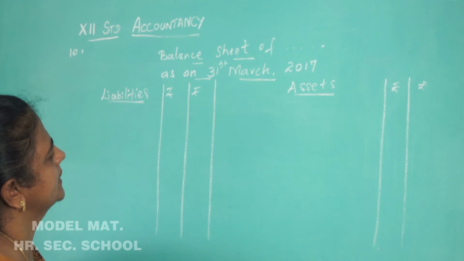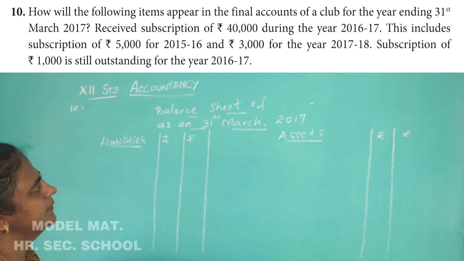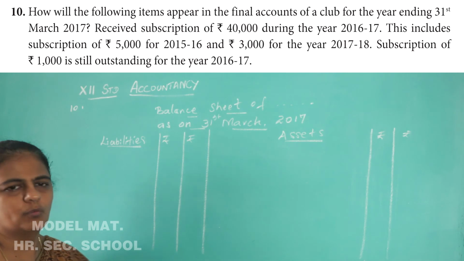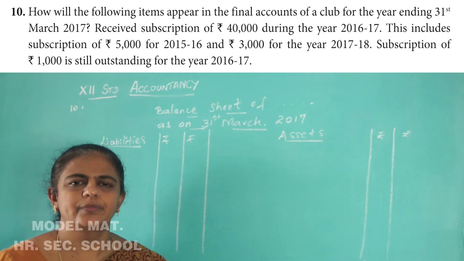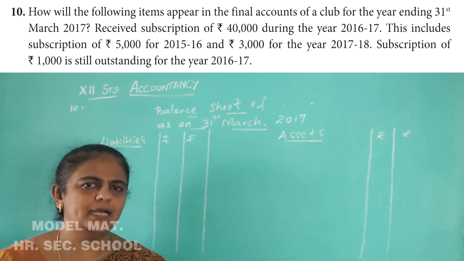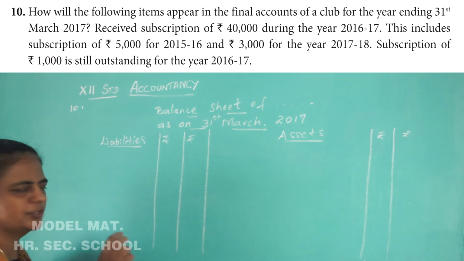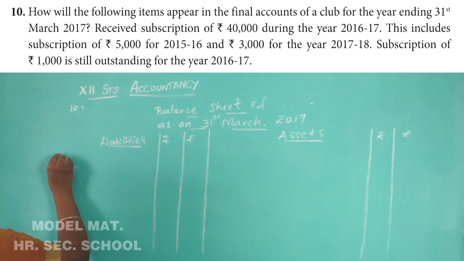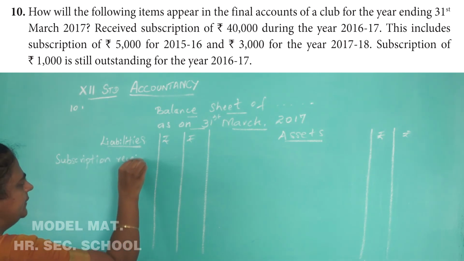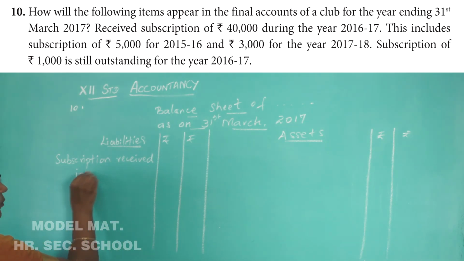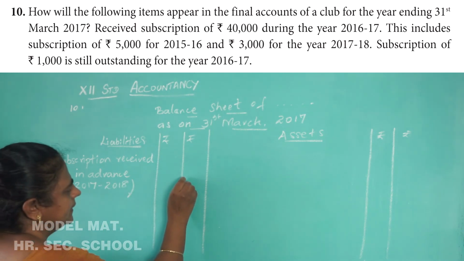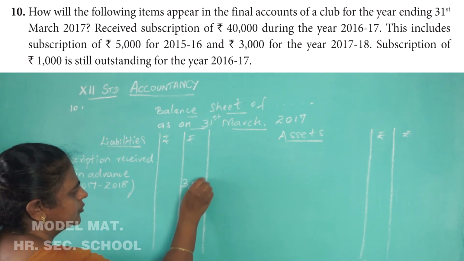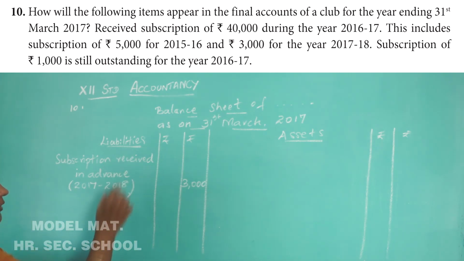Okay. Now see the question. Rupees 3,000 we are receiving for 2017-18. What is 17-18? 17-18 is the next year. Next year's money you are receiving in advance this year. So where should that be shown? That should be shown on the liability side. So write here, subscription received in advance, 2017-2018, 3,000 rupees received in advance, which belongs to the next year. So that should be written on the liability side.